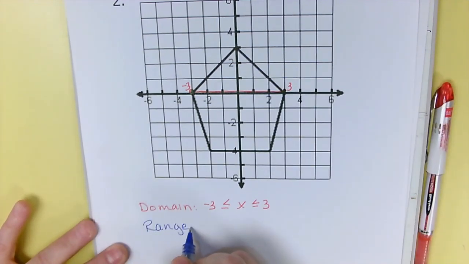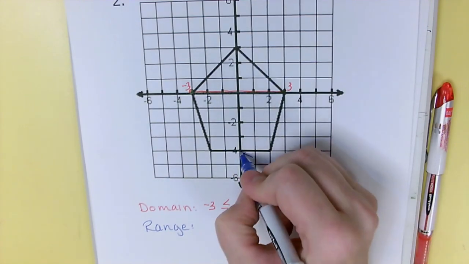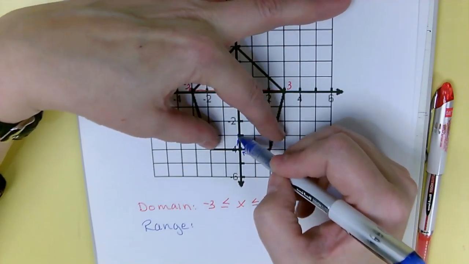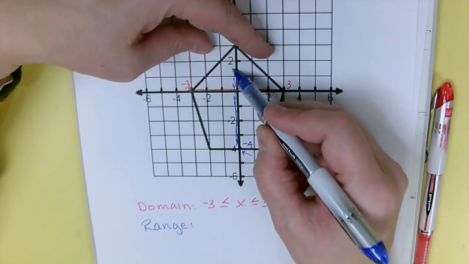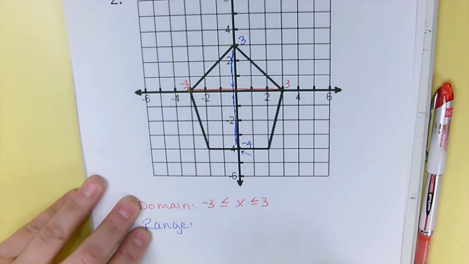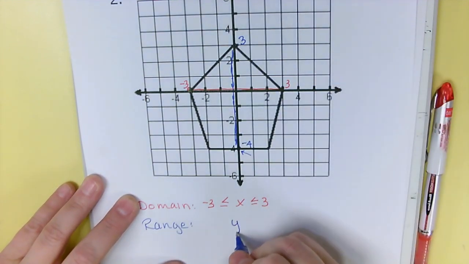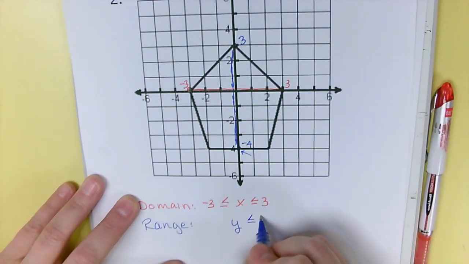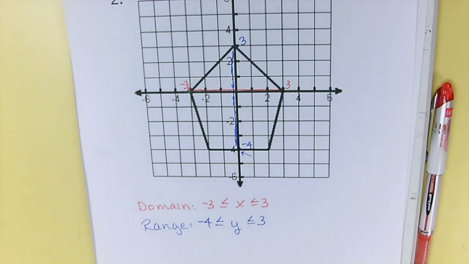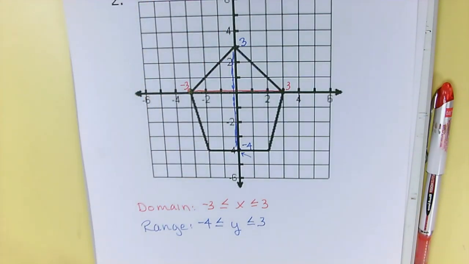All right, let's do the range. So my lowest y value is right there. It's at a -4. And then I've got graph on either side, up, up, up, up, up. My last y value is up here at a 3. So my y's are between 3 and -4. So the y goes in the middle, less than or equal to 3, greater than or equal to -4. Again, it had a low value and a high value and everything in between.